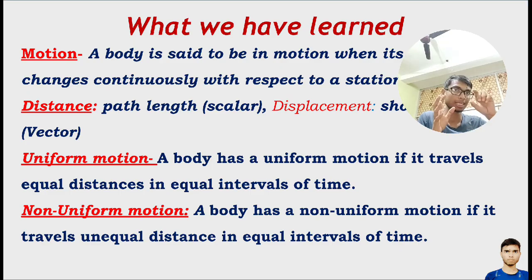In the second case, the same object is traveling 70 kilometers within 45 minutes. It changes. This type of motion of an object will be non-uniform motion, remember always.